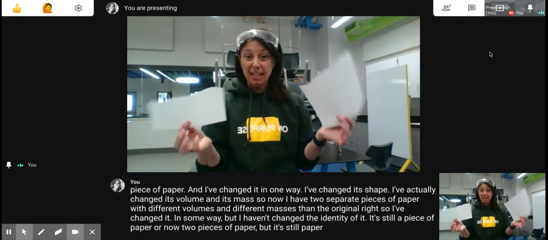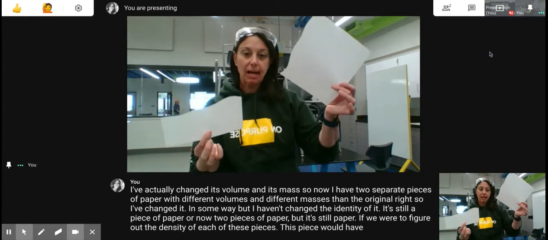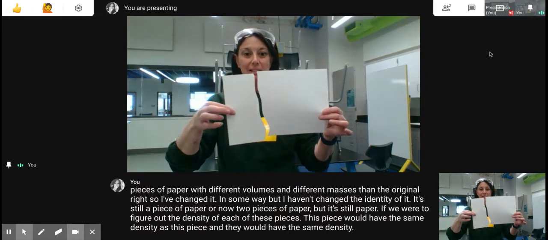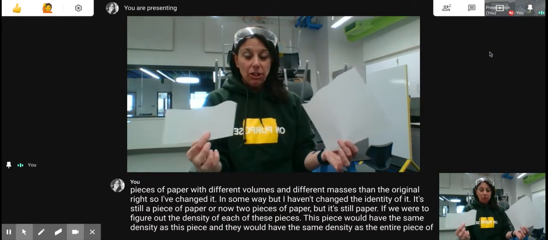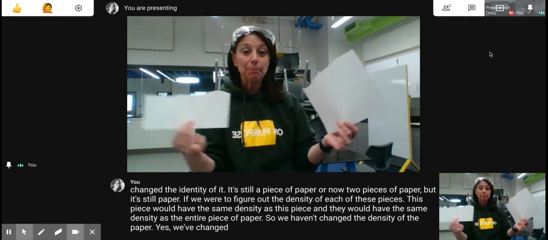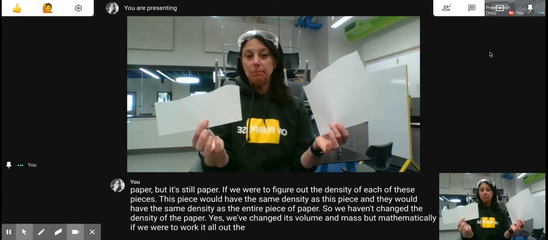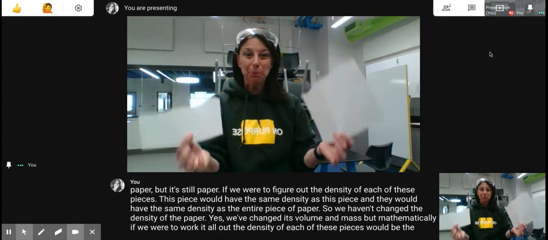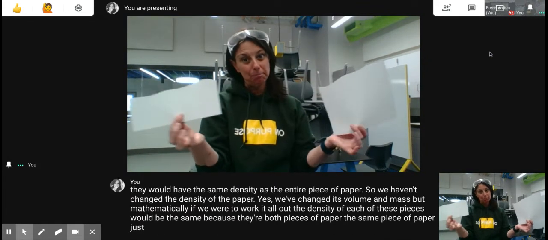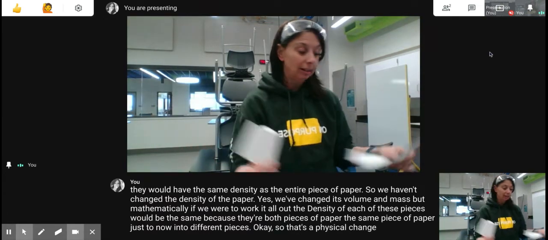If we were to figure out the density of each of these pieces, this piece would have the same density as this piece, and they would have the same density as the entire piece of paper. So we haven't changed the density of the paper. Yes, we've changed its volume and mass, but mathematically, if we were to work it all out, the density of each of these pieces would be the same because they're both pieces of paper, the same piece of paper, just now in two different pieces. Okay, so that's a physical change, just cutting it.